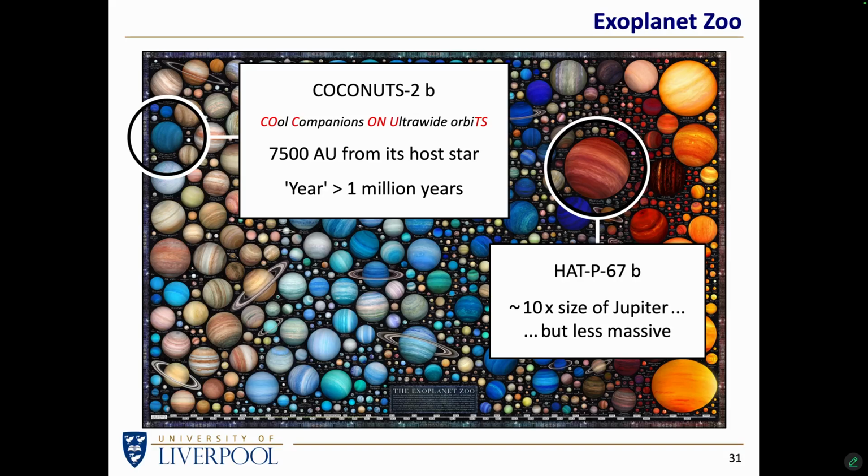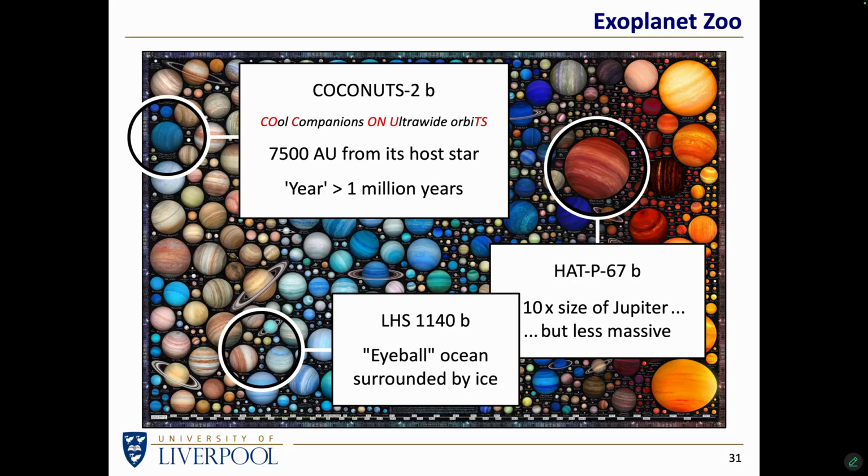Amazing. I think the prize for the weirdest planet has to be this one, LHS 1140b. So small you can't see it there, so let's blow it up. It's an eyeball. Well, it looks a little bit like an eyeball.